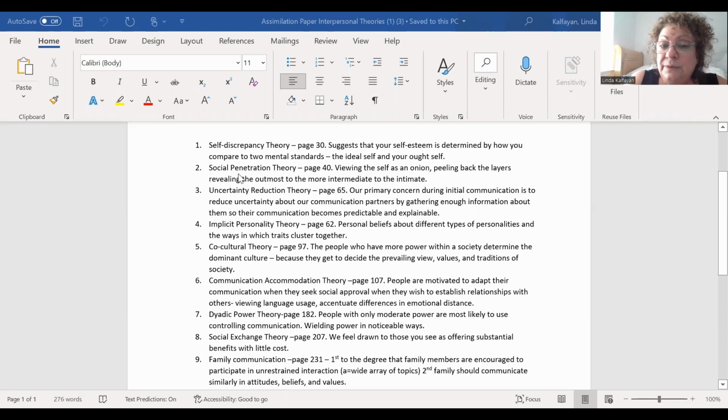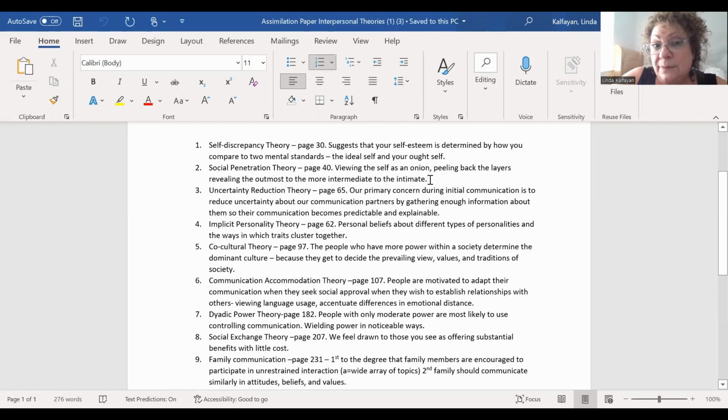Viewing the self as an onion, peeling back the layers, revealing the outermost, I don't think that's outmost, to the more intermediate to the intimate. The outermost. I think that needs to be outer. Okay. It's the outermost layer of the onion. I didn't even realize that it was incorrect. And I don't know if that's the way it appears in the book. To the more intermediate to the more intimate. So the core belief is the most intimate.